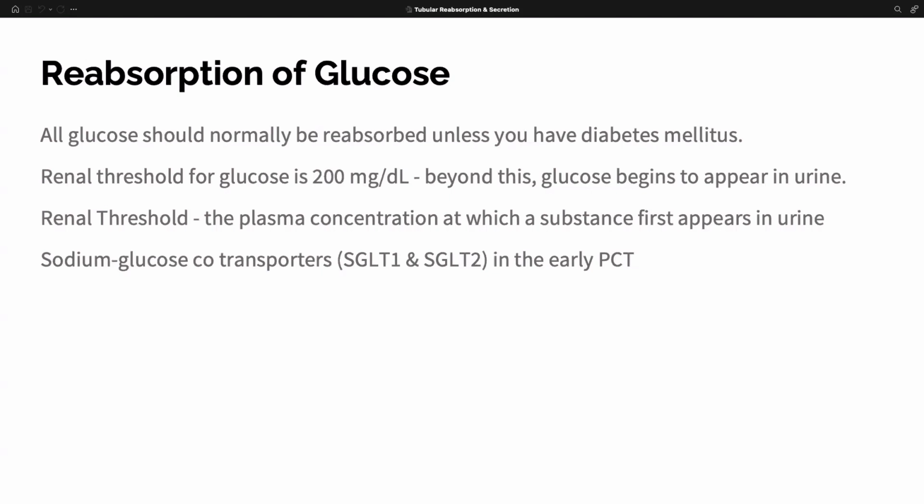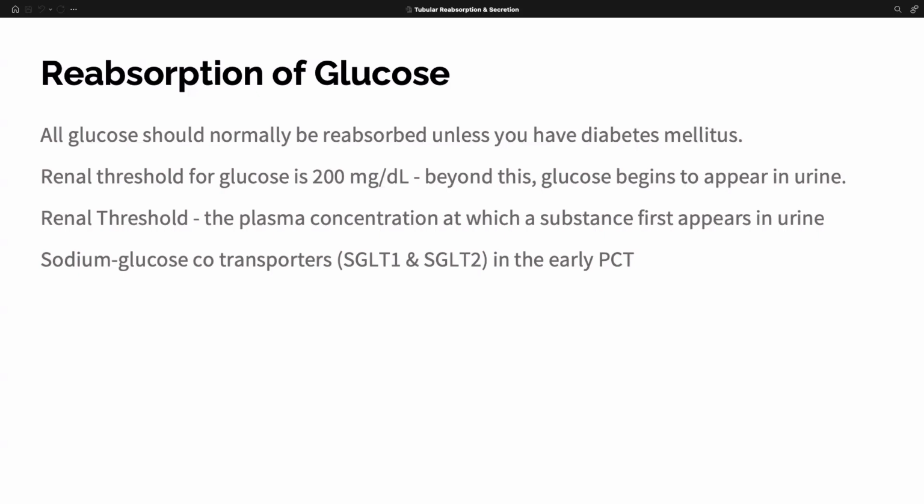The renal threshold for glucose is 200 milligrams per deciliter. And this is very important to know for viva as well as BCQs. And what renal threshold actually means is that, for any substance, it is the plasma concentration at which a substance first appears in the urine. So regarding the renal threshold for glucose, this is the plasma concentration of glucose beyond which you will begin to see glucose appearing in the urine. And this value, according to Guyton, is 200 milligrams per deciliter. And beyond this, glucose will begin to appear in the urine.